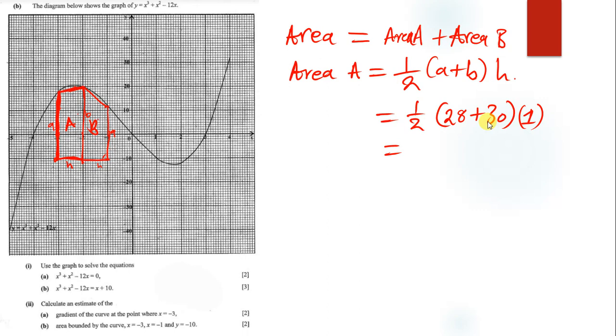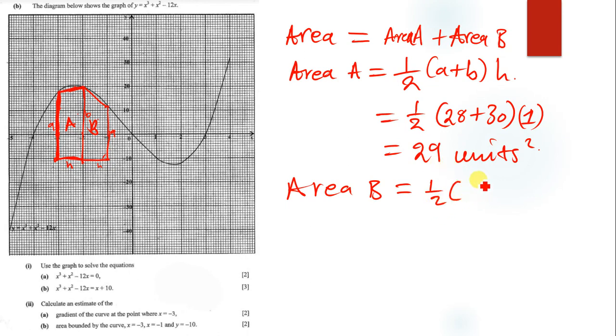So the area will therefore be 28 plus 30, that's 58. 58 divided by 2, that's 29. So area A is equal to 29, because when you multiply it with 1, you still get 29. So this is 29 units squared. Let's also find area B. We also do the same because it's also a trapezium. If you have a square, you use the formula for the square. If you have a triangle or a rectangle, you use the formula for the rectangle or the triangle, depending on what geometry you have.